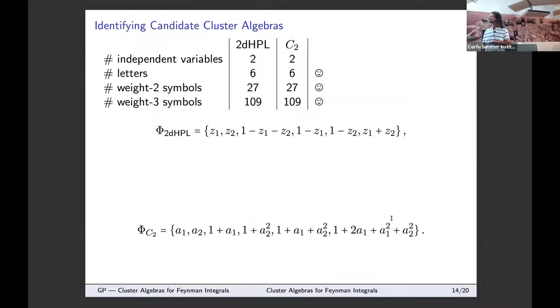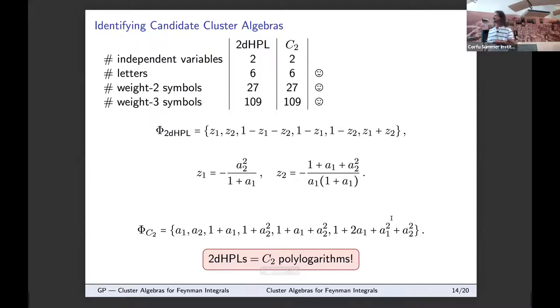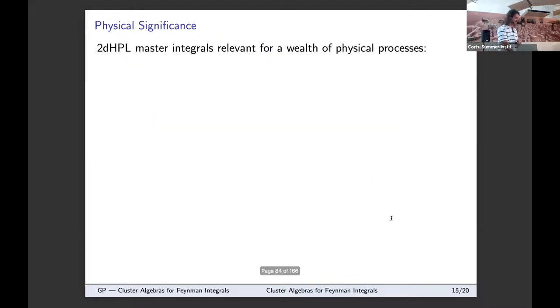So this gave us great certainty that whatever was known in the literature must have been related to the types of cluster variables I also presented to you early on in the slides. And the question was how to relate the two. I will not go into the detail, but it's a very simple transformation and there's a systematic way to get it once you are pretty sure that the alphabets are related, that they're equivalent. And so the conclusion is that this very large class of functions are in fact polylogarithms related to the C2 cluster algebra. Okay, but what is the physical significance of this class of functions?